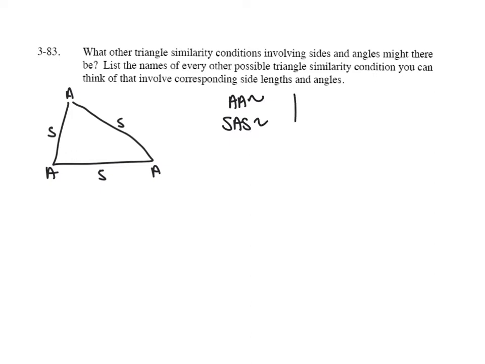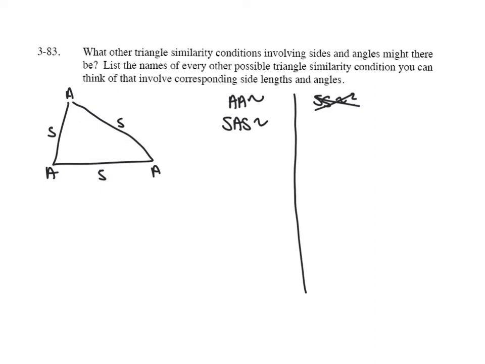So we're asked, what other triangle similarity conditions involving sides and angles might there be? List the names of every other possible triangle similarity condition you can think of involving corresponding angles and side lengths. Well, if I think of my triangles, I have an angle, a side, an angle, a side, kind of all the way around here. Now I already know angle-angle similarity works, and I already know that side-angle-side similarity works. So I need to know what other theorems I can check. We thought maybe side-side similarity works, but we learned that one didn't.